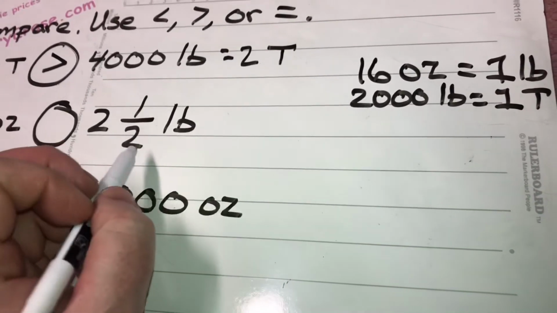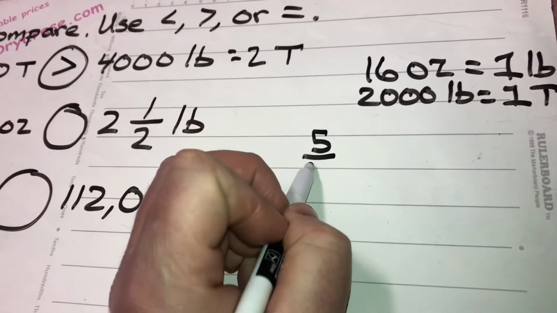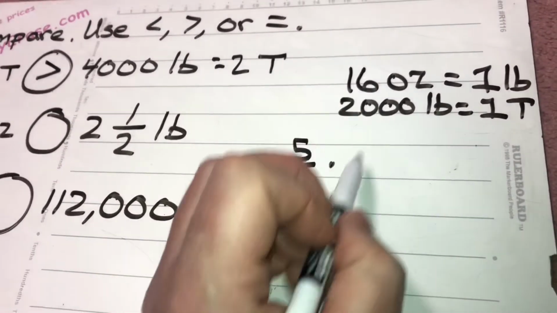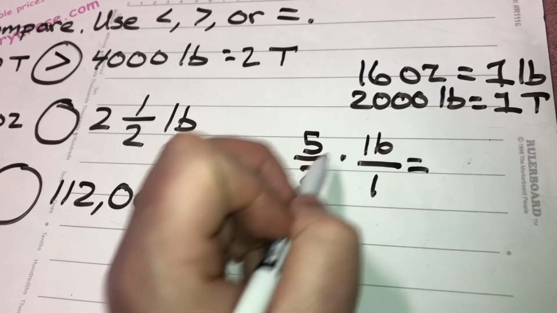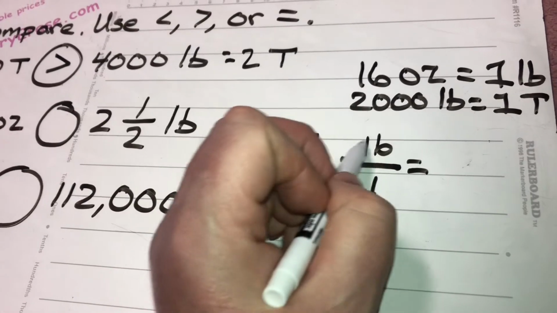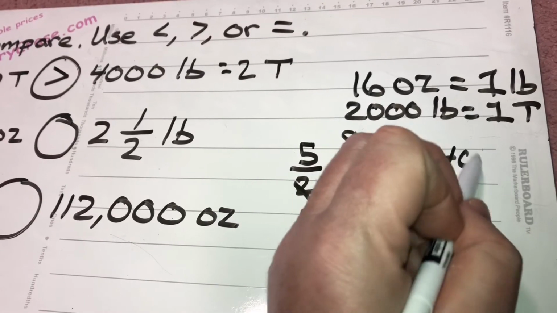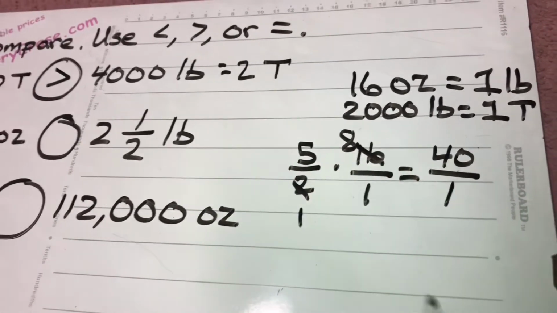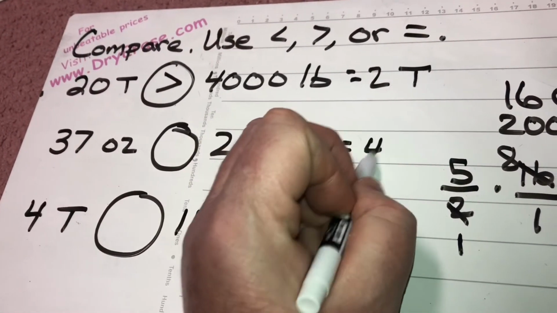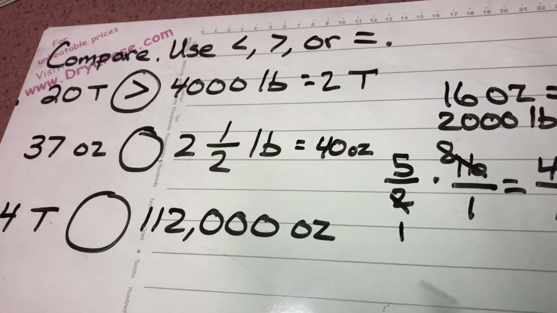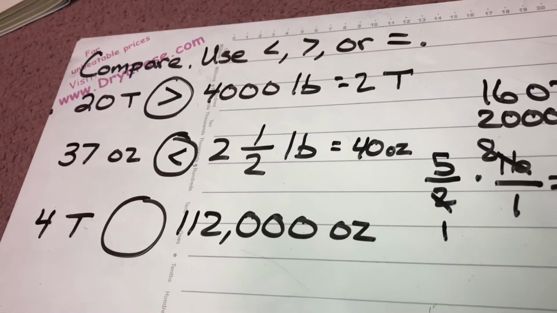So I'm going to take 2.5, which is 2 times 2 is 4, plus 1 is 5, which is 5 over 2. And I'm going to multiply that by 16, which is 16 over 1, because I'm turning it into ounces. I can divide those both by 2. 2 divided by 2 is 1. 16 divided by 2 is 8. 5 times 8 is 40. 1 times 1 is 1. I know that 40 over 1 equals 40. So this 2.5 pounds is equal to 40 ounces, which makes it bigger than 37 ounces. The mouth is going to be open to that side.